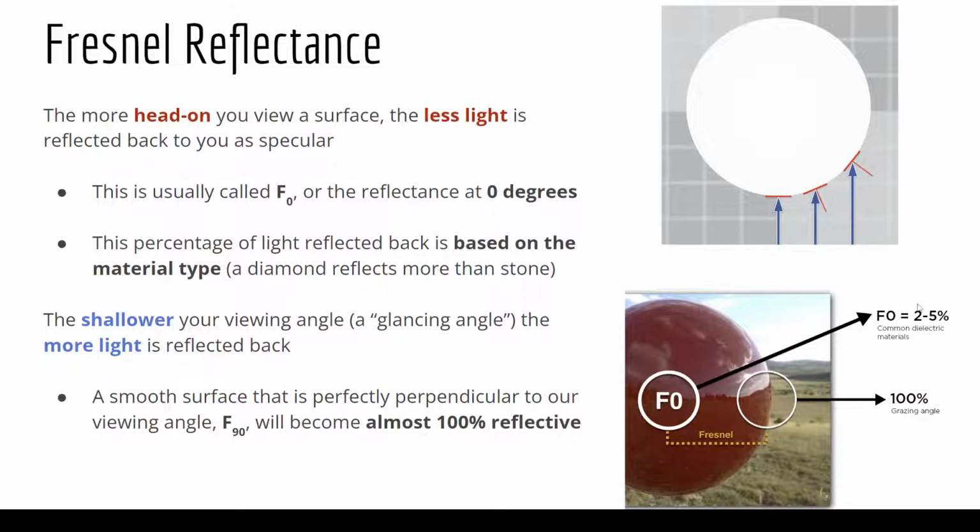So you'll look over here on a dielectric material, that F0, the flat straight-on angle that we're looking at this surface, is going to have a very low reflectance value, so 2 to 5% on nonmetals. But then if we look at it at a glancing or grazing angle, you can see when we get almost perfectly glancing or grazing or perpendicular to our view, it almost reflects all light.